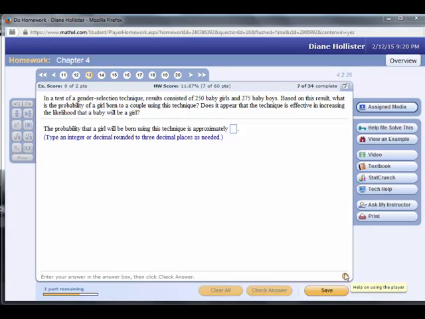Hello, let's take a look at some Chapter 4 problems. On this first one, we're looking at a gender selection technique where we have 250 baby girls, 275 baby boys, and we want to determine whether or not this selection technique increases the probability of a girl.